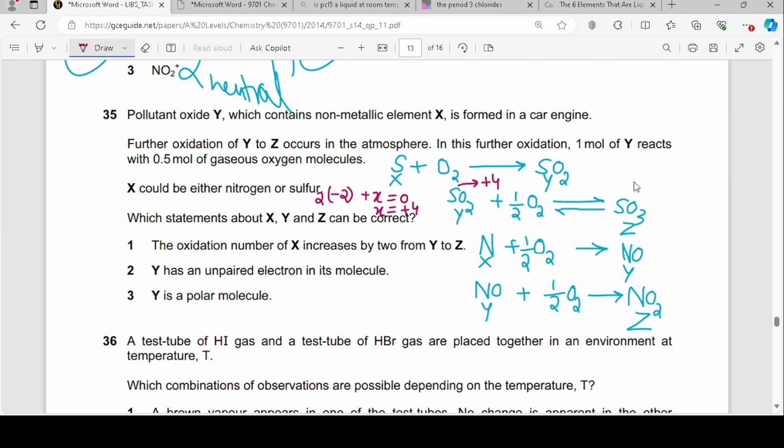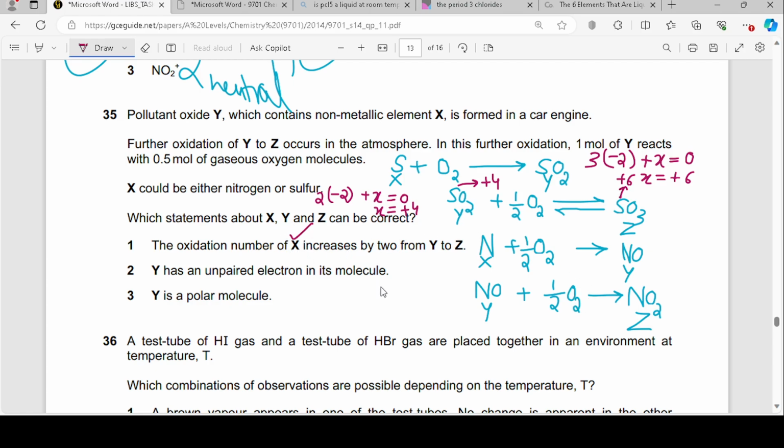Similarly, for the case of SO3, we again know that oxygen has a fixed oxidation state of -2 usually, and then because there are 3 oxygen atoms, I'll multiply this by 3, then I'm going to make the oxidation state of sulfur X, and then equals to 0. Because overall oxidation state of the SO3 is going to be 0, because it's a neutral molecule, you're going to get X here as +6. So we can see that sulfur here has an oxidation state of +6. So you're going from +4 to +6. So the oxidation state of X increases by 2 from Y to Z. That is true in the case of sulfur.